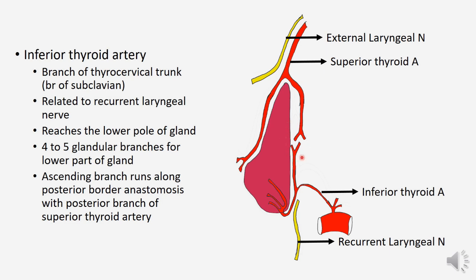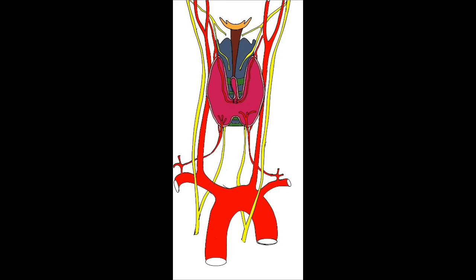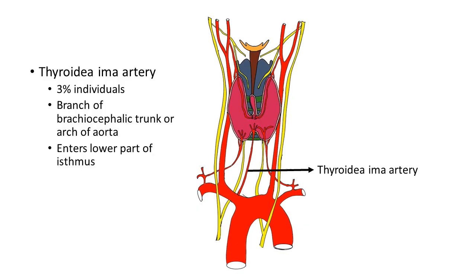Apart from these two arteries, there may be another artery, in about 3% of individuals, which is called the thyroidea ima artery. We will add that to the picture now. Okay, as you can see, this thyroidea ima artery, which is present only in about 3% of individuals, is either a branch of the brachiocephalic trunk, or it can arise directly from the arch of the aorta, and it enters the lower part of the isthmus.